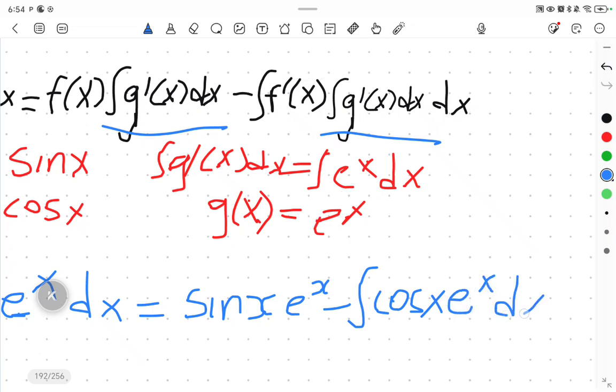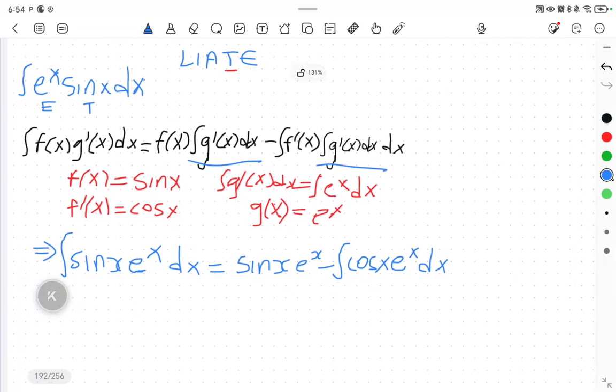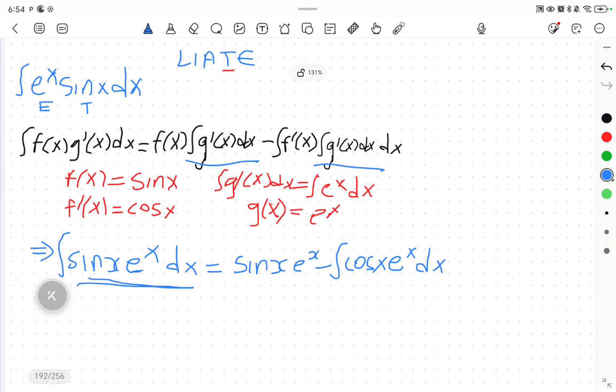Then dx. Let's check something. We realize that this is not the same as this, and we can't easily integrate this because we still have the product of two functions. You see that? So it means that you must apply the same LIATE approach. You must also come and say LIATE. Trig comes first, still trig comes first.